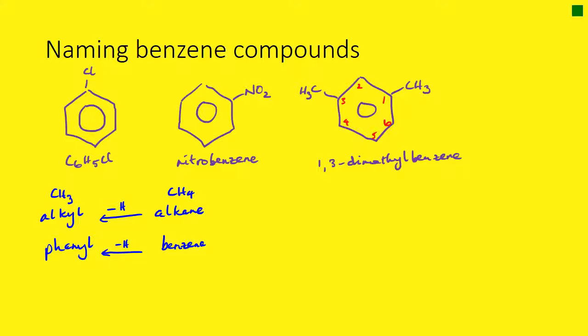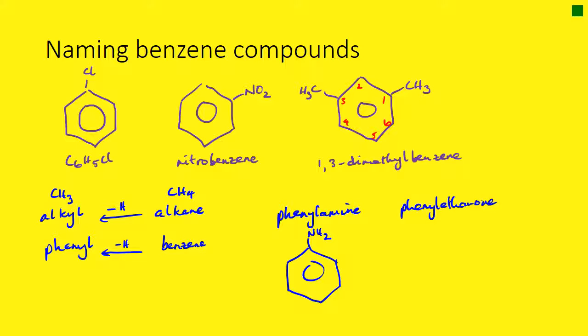So let's illustrate that with some examples. We could have phenylamine. Let's write the name, phenylamine. And so we can draw that out. So you draw a benzene ring, pretty much the same as we did before. But this time we're going to have an amine group, NH2. We could draw phenylethanone, which is a ketone. So that's going to be a benzene ring again.